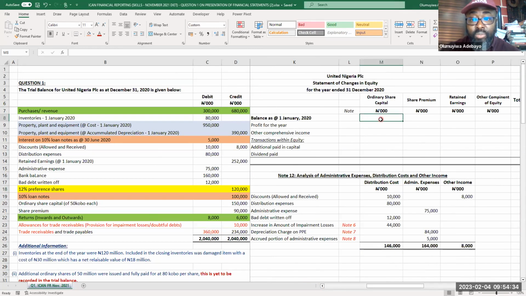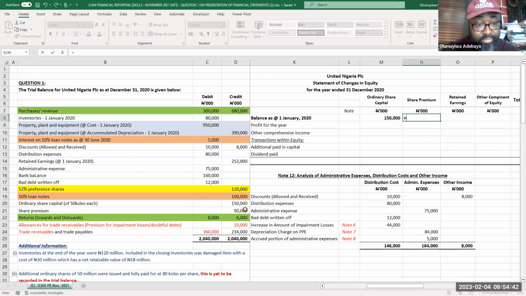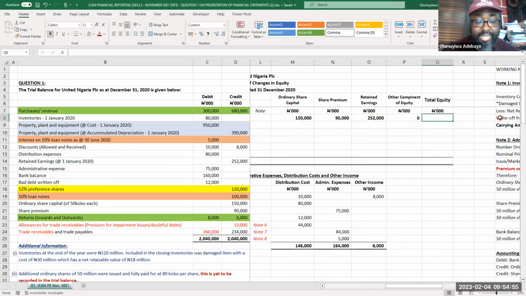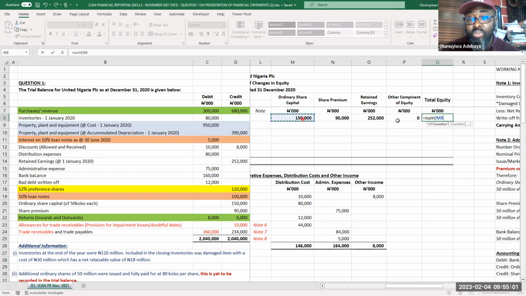We have opening capital, share capital, 150. We have opening share premium, 90. We have opening retained earnings, 252. No other component of equity. I just put it there to address other comprehensive income. When we sum it together, our opening equity is 492.